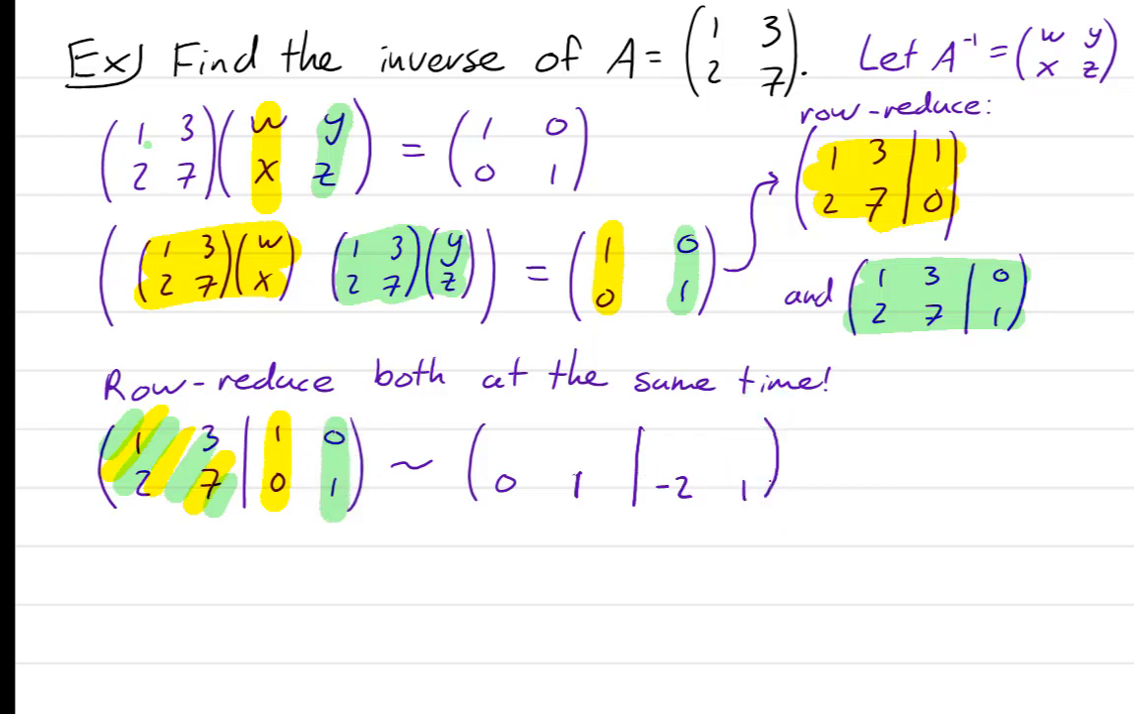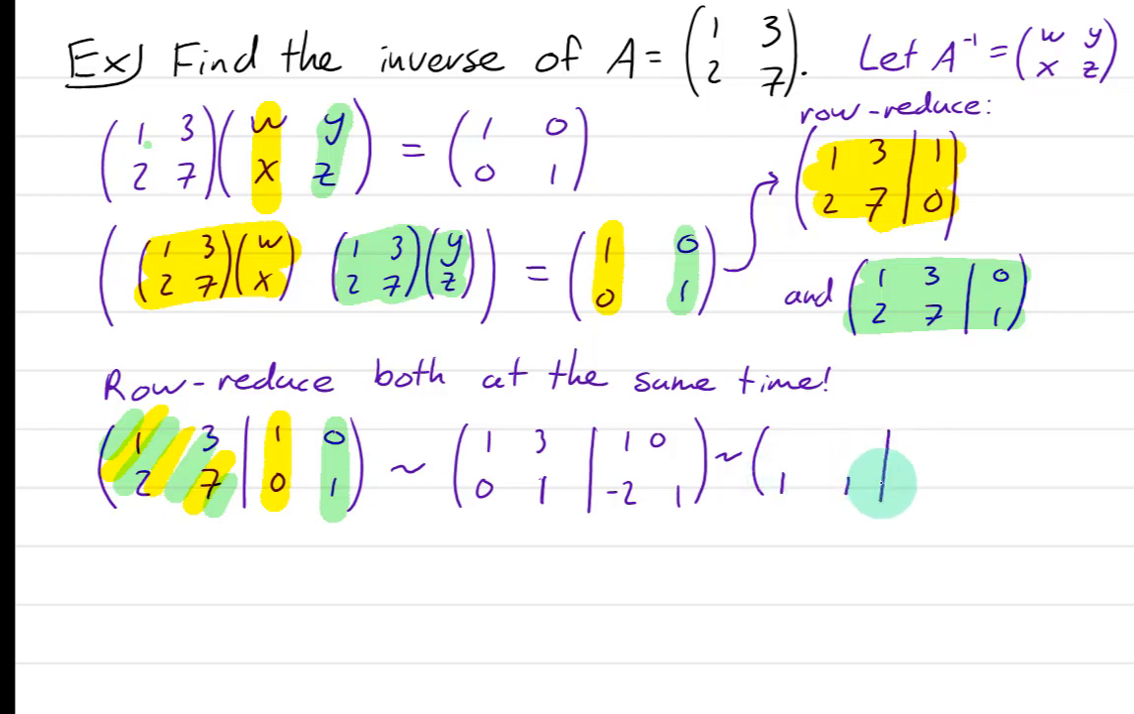And do one more operation here to get it. So we need to clear this 3 away to get it into row reduced echelon form. So we're going to do -3 times the second row plus the first row to make a new first row to clear away that 3. So I'm going to actually leave the second row alone.